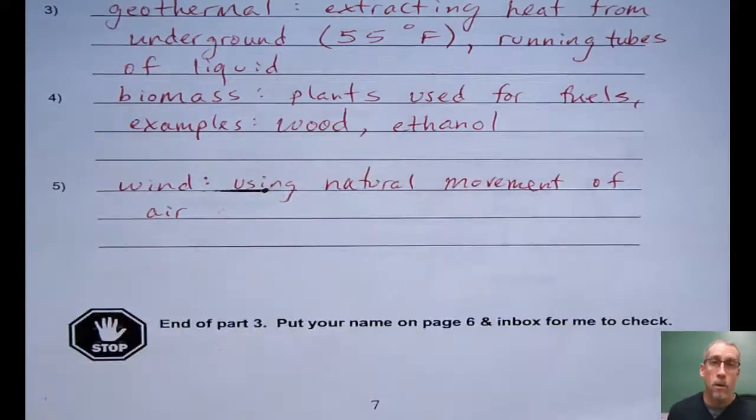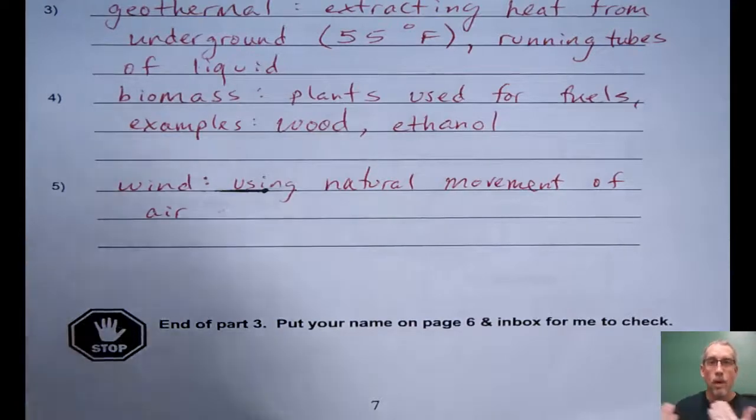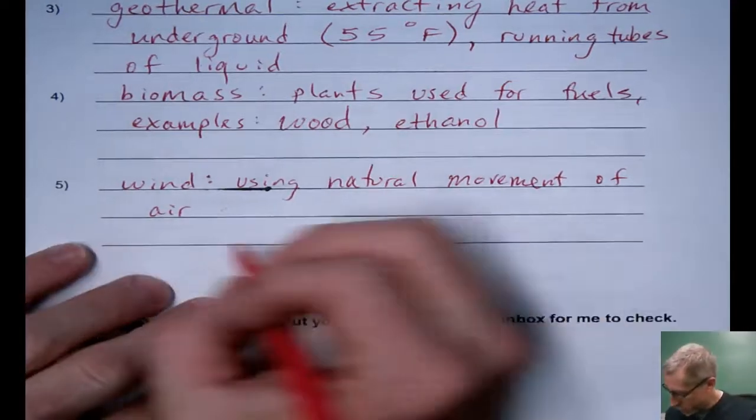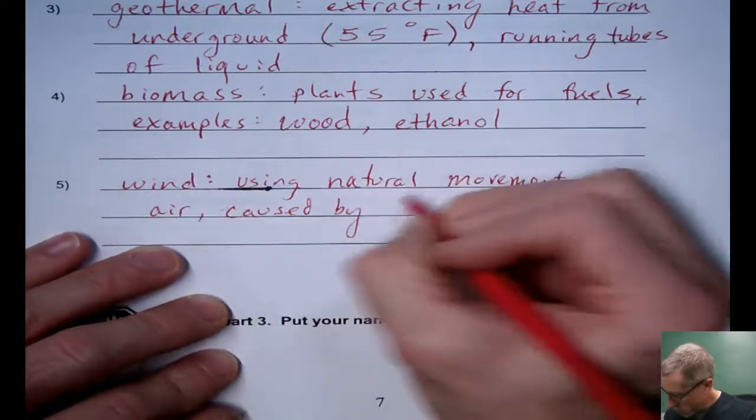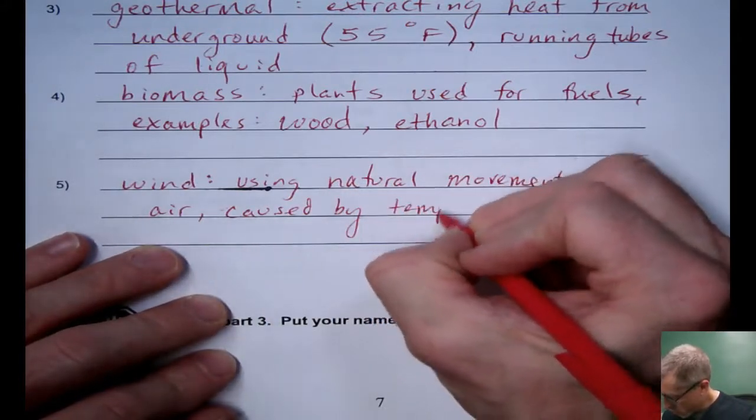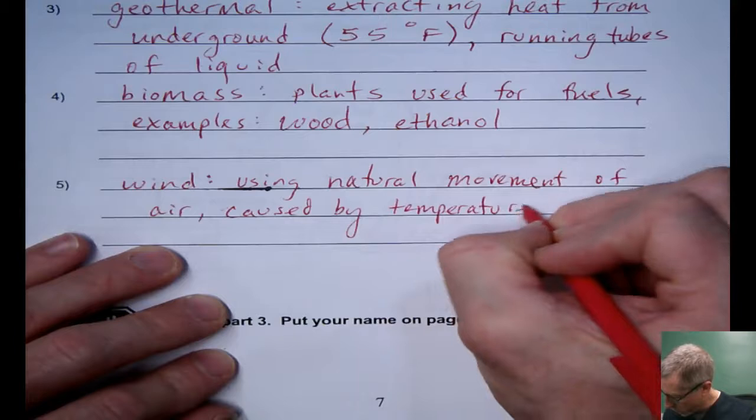And why is there wind? Well, it's because of a difference in temperatures. So if we got one part of the atmosphere that's at one temperature and a part that's a different temperature, we naturally get these convection currents. I'll maybe add that in here. So it's caused by temperature differences.